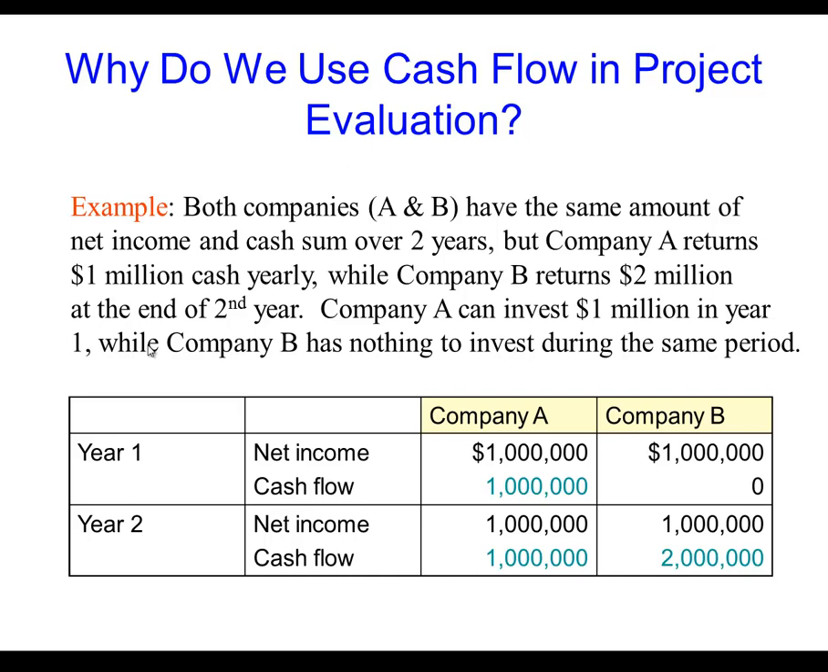To further understand the difference between the cash flow and the net income, we can look at this example that compares two companies, A and B, which have the same amount of net income and cash sum over the 2 years, but company A returns 1 million cash yearly, while company B returns 2 million at the end of the second year. In the first year, company A can invest the $1 million that they have, while company B has nothing to invest during that period.